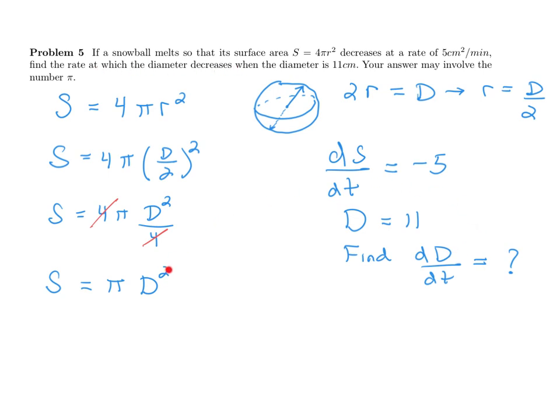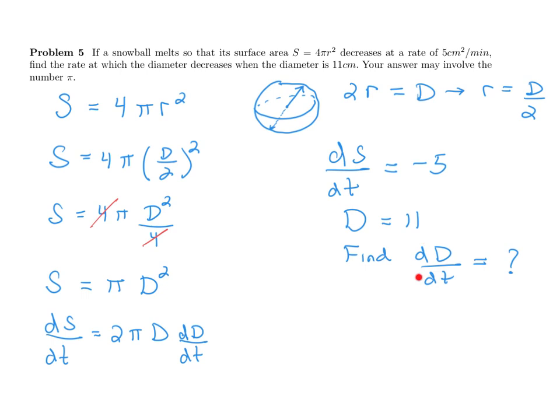We go to this formula and we take the derivative of both sides with respect to t. On the left, the derivative of S with respect to t is dS/dt. On the right, okay, I have to use the power rule. I'll bring down the 2. We get 2 pi. Copy down D. We subtract 1 from the exponent. It's a 1. I won't write it. But by the chain rule, you have to multiply by the derivative of the diameter, which is the derivative of the diameter with respect to time.